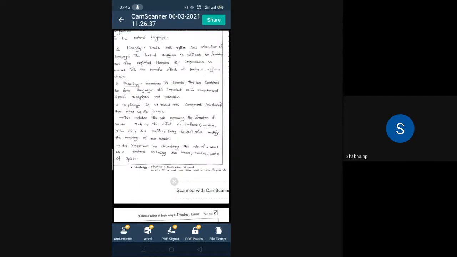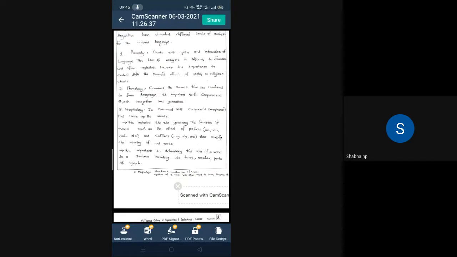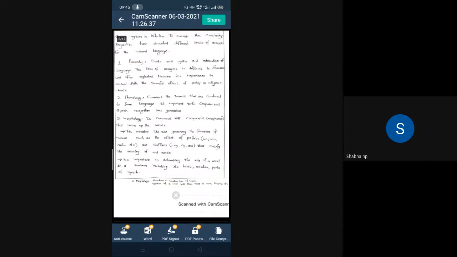Similarly, next it's important to determine the role of a word in a sentence, including its tense, number, part of speech, etc. That's about morphology. Morphology is concerned with the components that make up the word, for example, the effect of prefixes and suffixes.